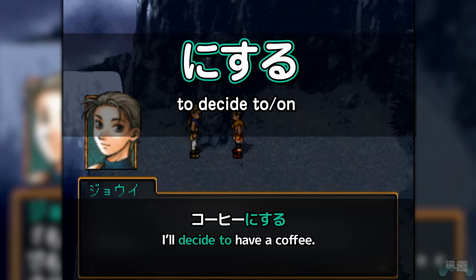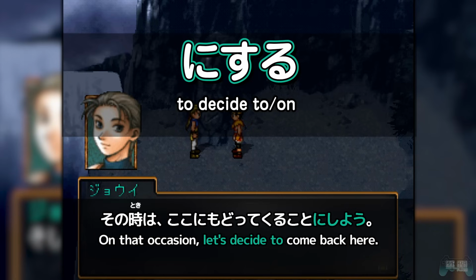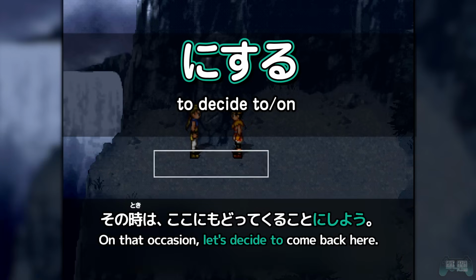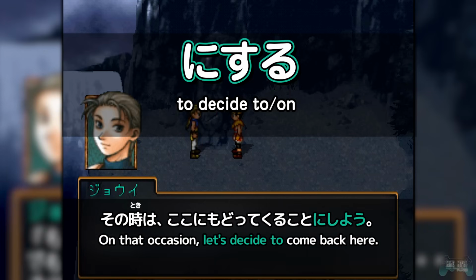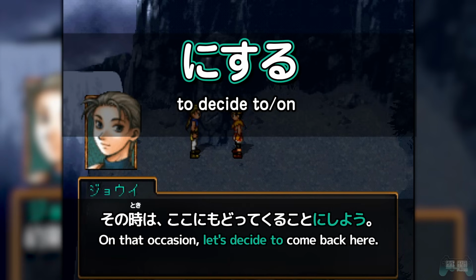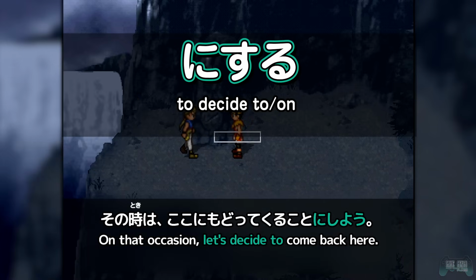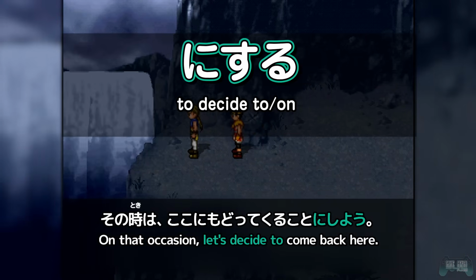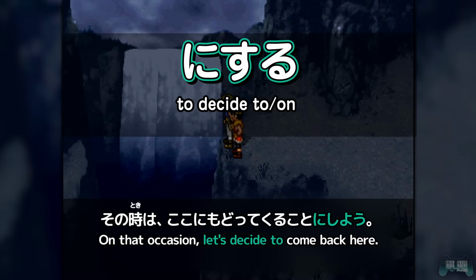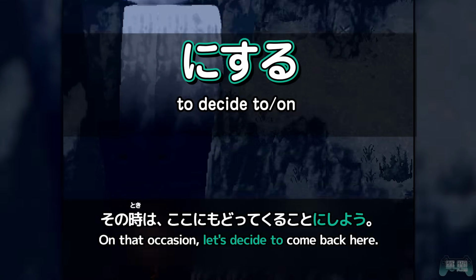You can also use ni suru to show what you decide to do. Like this iconic scene from Suikoden 2 where the two best friends, Ryo and Joey, are about to jump off a cliff together to save their lives. And they decide on meeting back here at this place in case anything goes wrong. This is expressed here with koko ni, to here, modotte kuru koto, the thing of returning back, ni shio, let's decide on. And so you can see that this grammar pattern is very useful for showing your intentions on choosing to decide a certain thing or action.